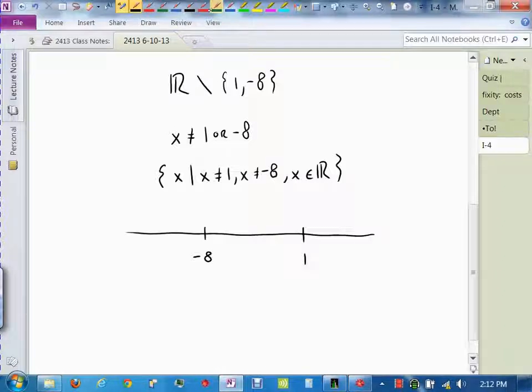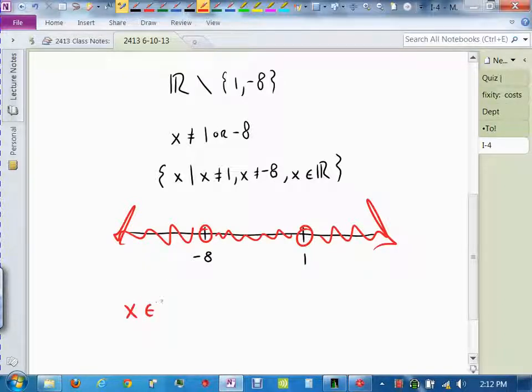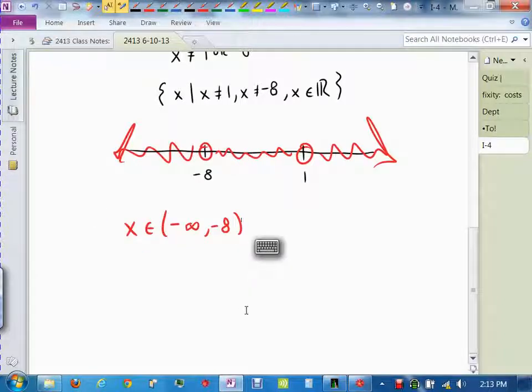How could I say everything except just don't have that, don't have that. You can have everything there, and everything there, and everything there. x must be an element of negative infinity to negative 8. Don't include negative 8, right? Union, negative 8 to 1. Don't include negative 8 or 1. Union, what? 1 to infinity.